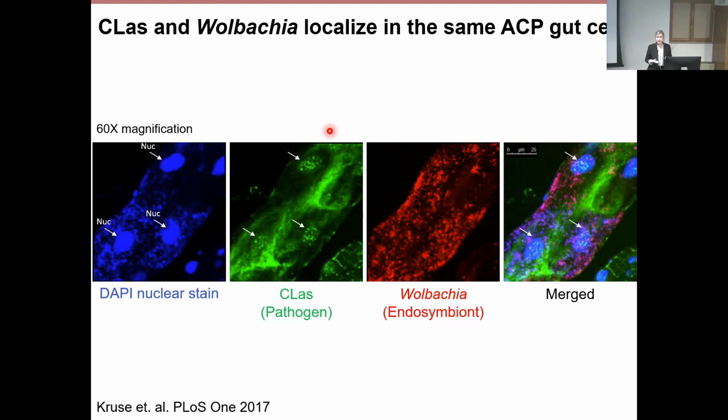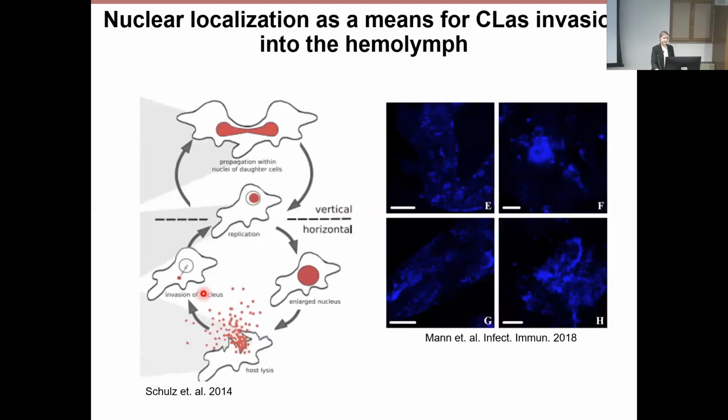And this was interesting, but it's actually not the first time that bacteria have been observed in the nuclei of their eukaryotic hosts. In fact, it's been observed that some bacteria can invade the nucleus of their host and then replicate, causing the nucleus to swell. And then the nucleus ultimately bursts and causes the cell to lyse so that bacteria can disperse more easily.